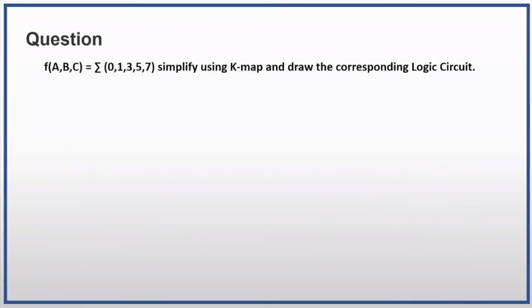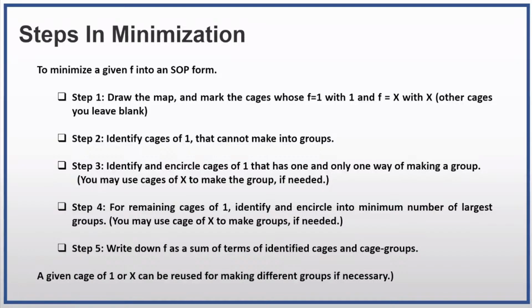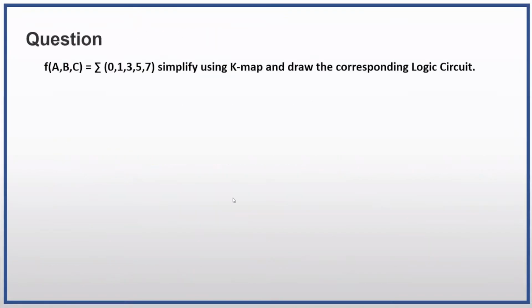Then you have to follow these steps in minimization. That means the steps that we use to minimize the expression. So these things I have mentioned. Therefore, let's go to the example. Okay, so please all of you write this question and draw the corresponding truth table.